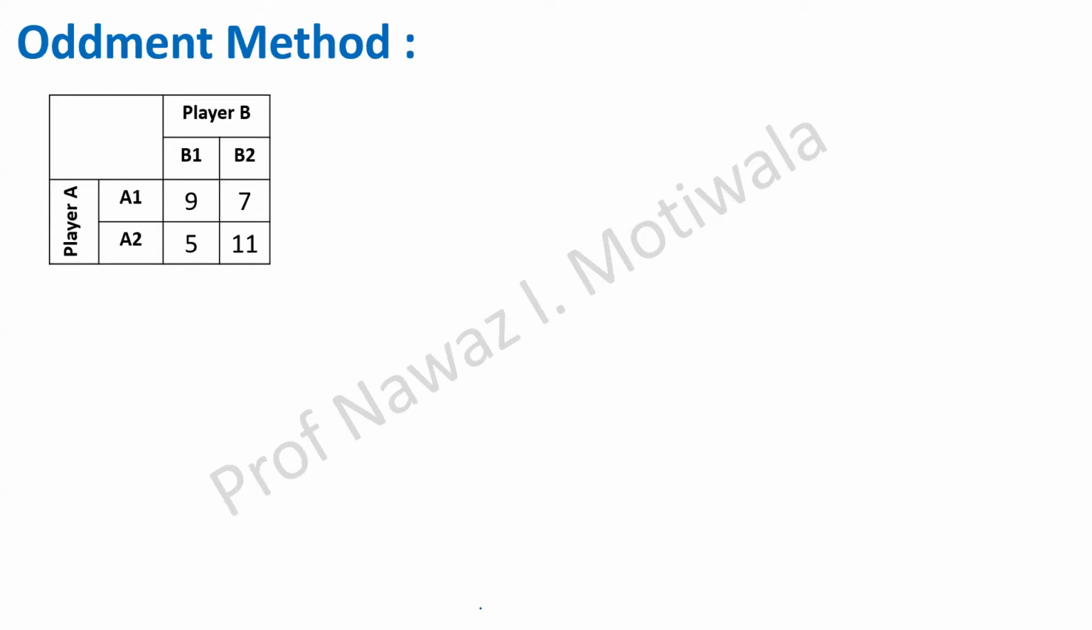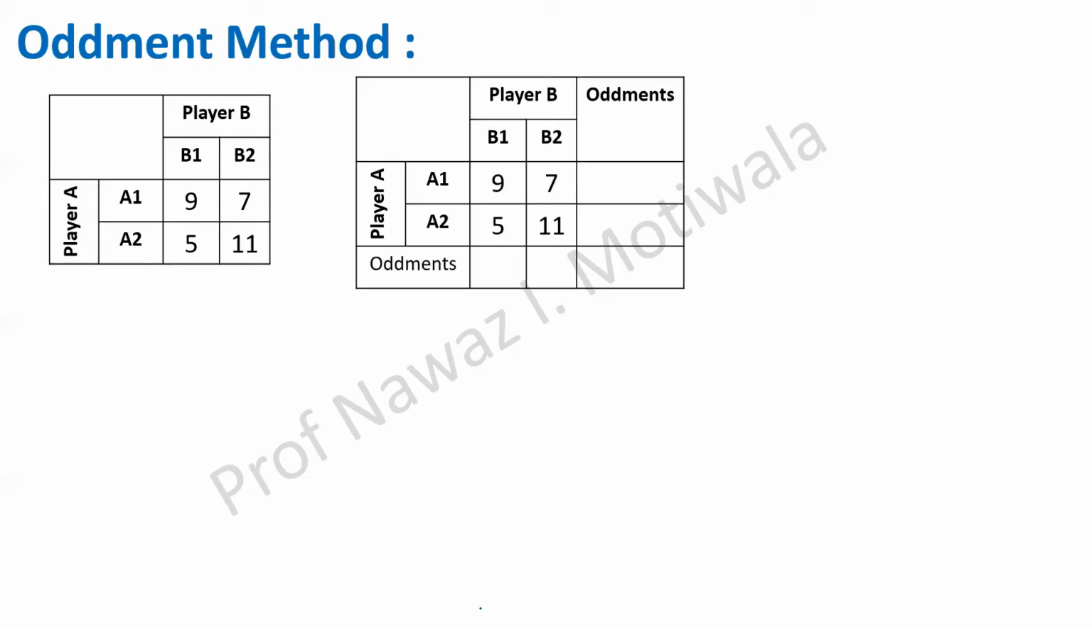Okay. So once the first step is over, we have found that there is no saddle point. Now we will go for the oddment method. And I recommend that you also follow this oddment method because it is very simple. You don't have to remember any formula. So here, instead of writing a formula, I will make one column for oddments. Now just observe this carefully because this is the main step: how to calculate oddments and where to write them.